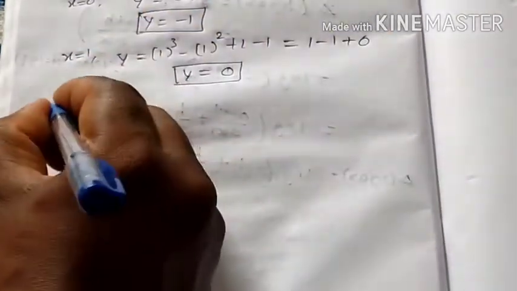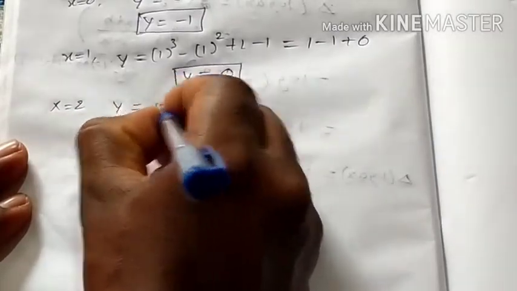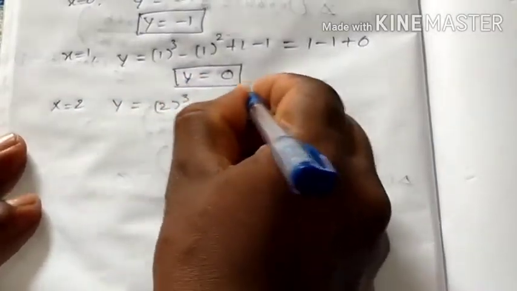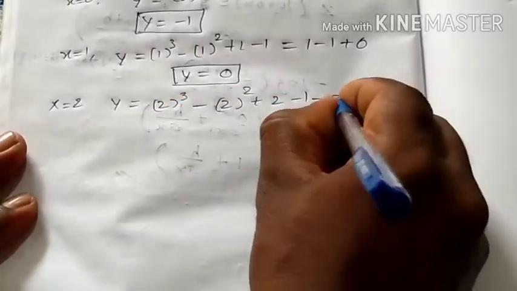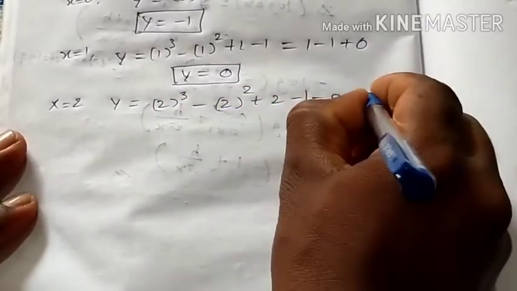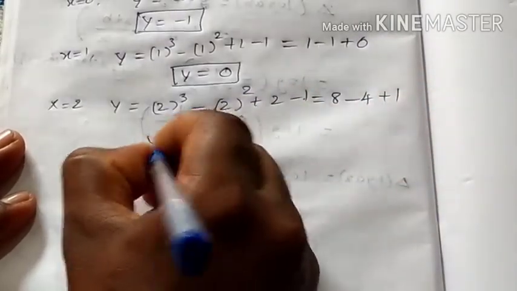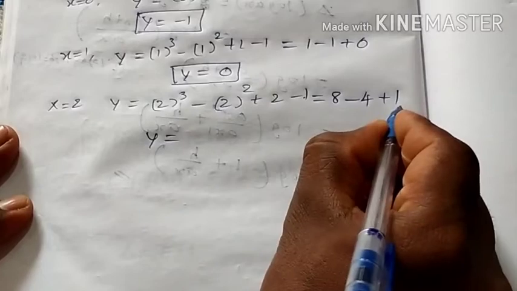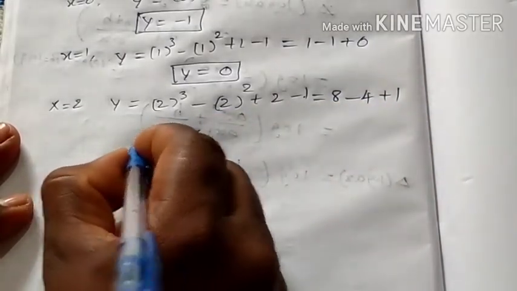Then x is equal to 2, y is equal to 2 cube minus 2 square plus 2 minus 1, which is equal to 2 cube, value is 8, minus 2 squared is 4, 2 minus 1 is 1. Therefore y is equal to 8 plus 1 is 9, 9 minus 4 is 5.